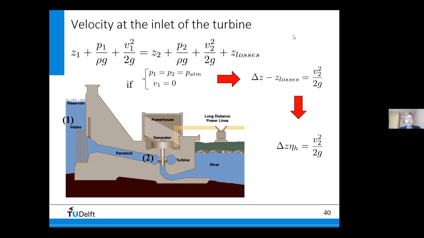So the real head that can be converted into power is the head between this one and this one. So the height difference between this, minus the losses. And you see the losses scale with the square of the velocity. So the higher the velocity, the higher the losses, and the lower the head that is converted. The power is, of course, head times volume flow.